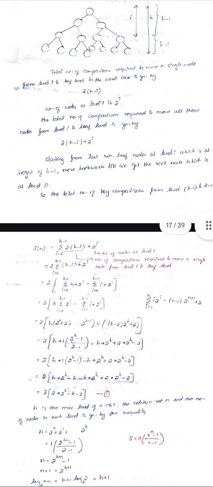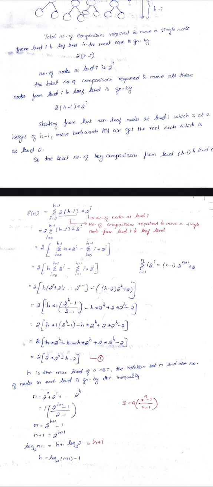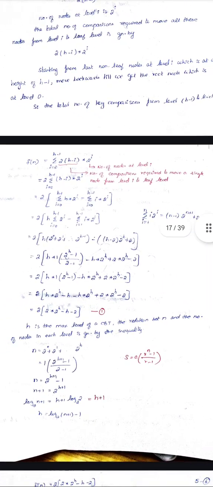Then the total number of comparisons required to move a single node from level i to leaf level in the worst case is given by 2 of h minus i. The number of nodes at level i is 2 power i. The total number of comparisons required to move all these nodes from level i to leaf level is given by 2 of h minus i into 2 power i. Starting from the last non-leaf nodes at level h minus 1, move backwards till we get the root node, which is at level 0.